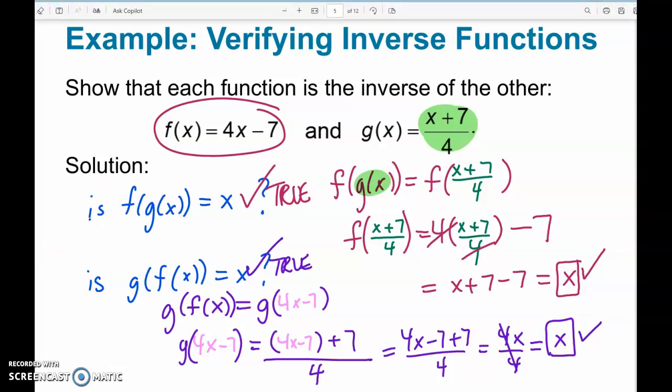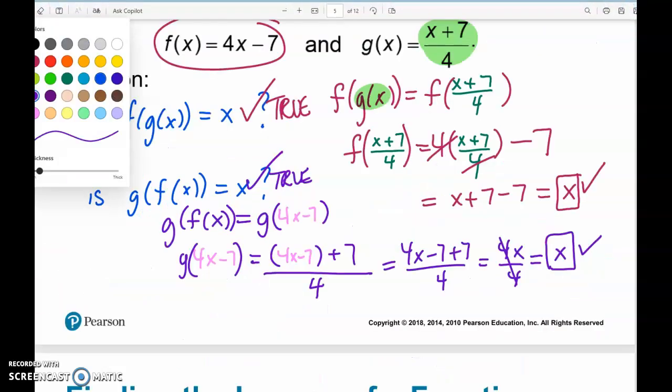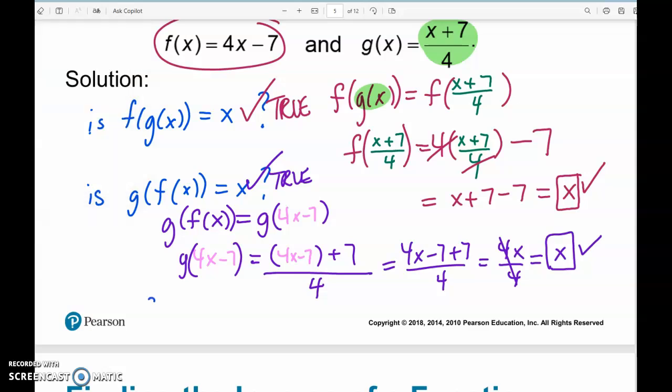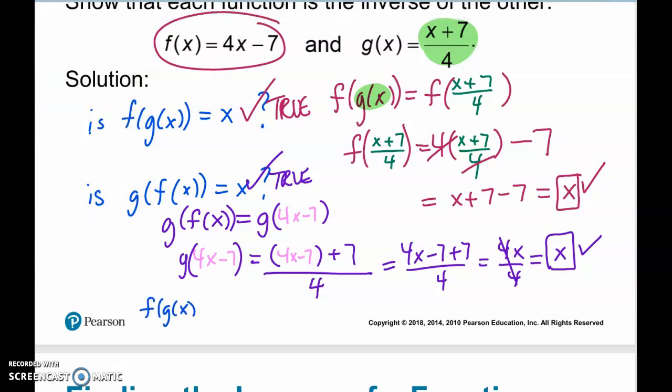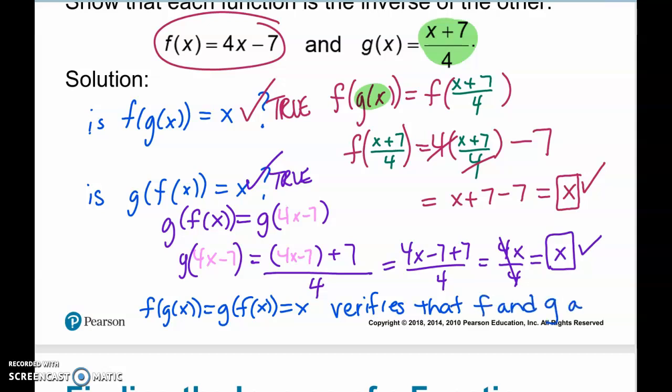So then I can make the statement that since f of g of x is equal to the same thing that g of f of x is, which is x, that verifies that function f and function g are indeed inverses.